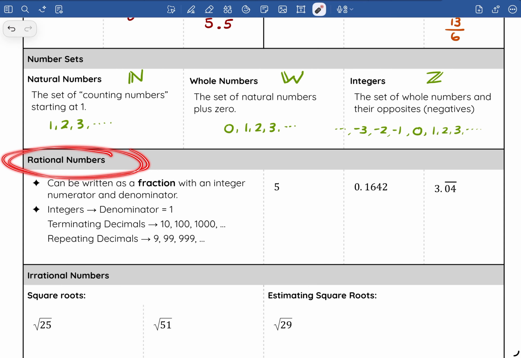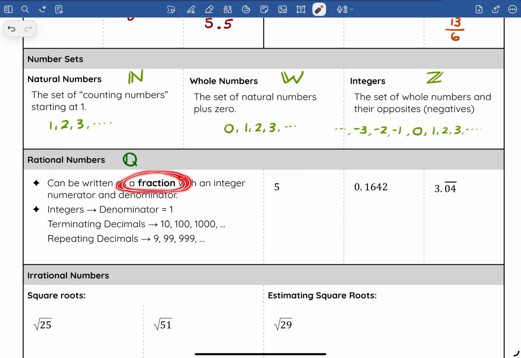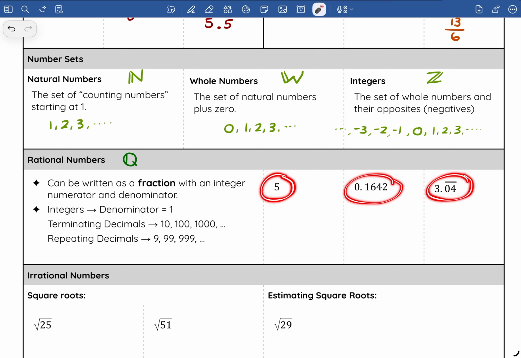What we have next is our rational numbers, and that's where the decimals and fractions are first introduced. What is the letter for rational numbers? Q. But make it fancy. And so a rational number is any number that could be written as a fraction with an integer top and bottom. So it includes integers, terminating decimals, and repeating decimals as well. And essentially the question we have here is, can we make each of those things look like a fraction without changing the value? Because then we prove that it's rational.